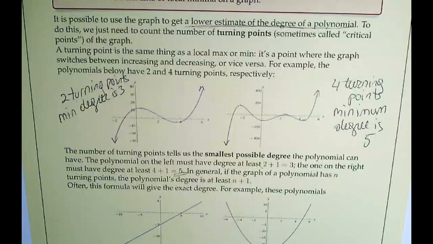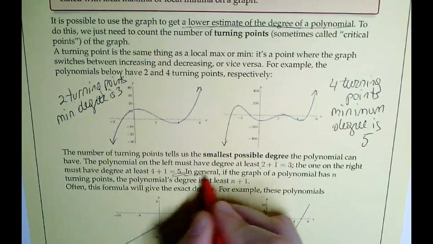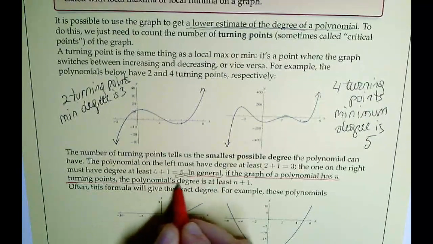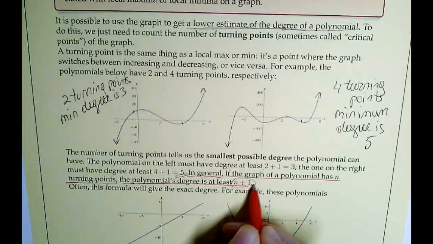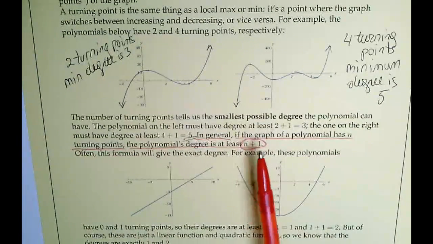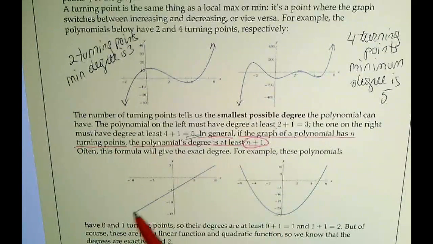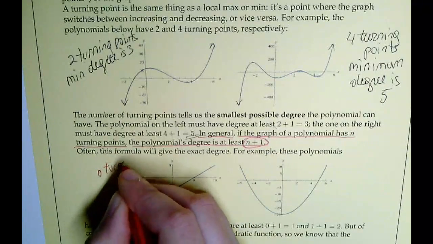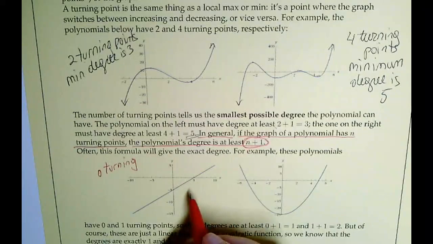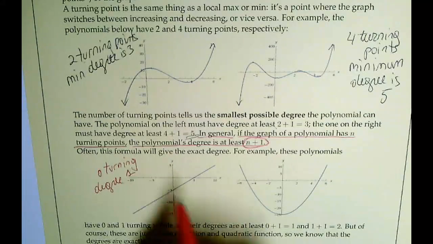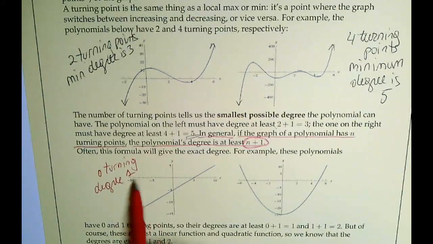So in general, this is what you should take from here. In general, if the graph of a polynomial has n turning points, the polynomial's degree is at least n plus 1. So you are familiar with this. If you think of a line, there are no turning points, so there are 0 turning points. But you know that the degree of a line is 1. So in this case, this is exact. This formula gives you the exact degree.